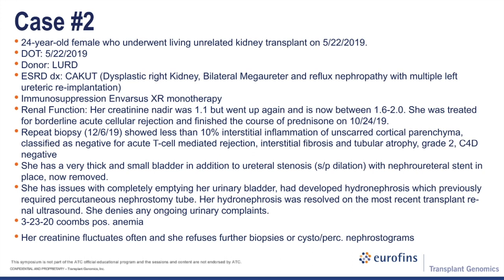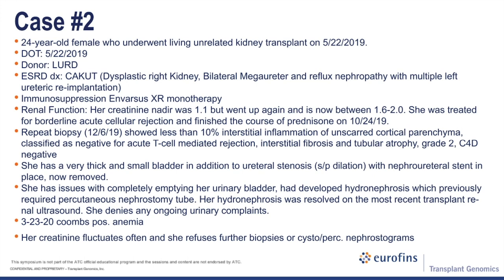A second case is a 24-year-old woman I've taken care of since she was a child. She has congenital dysplastic kidneys, megaureter, and reflux nephropathy with multiple reimplantations. She also has bladder dysfunction. Her father had a similar condition and ended up on dialysis and had a kidney transplant, which has been successful for a number of years. She had a living unrelated donor transplant from her boyfriend, and this was a preemptive transplant, so she was not on dialysis. Our immunosuppression was monotherapy with Envarsus XR, and although she had excellent kidney function initially with a creatinine of 1.1, it rose quite a few times after the transplant, and there were complications with borderline acute rejection.